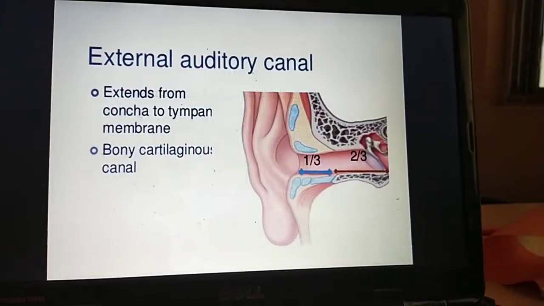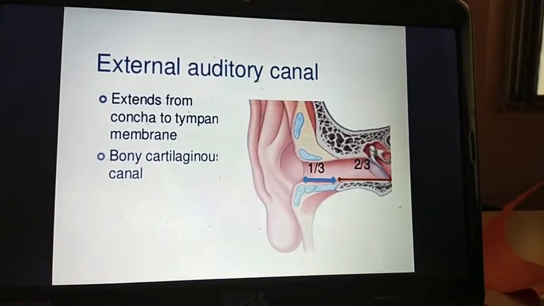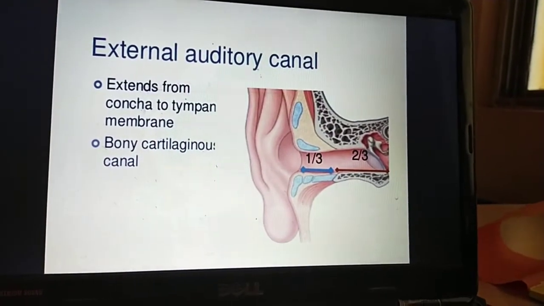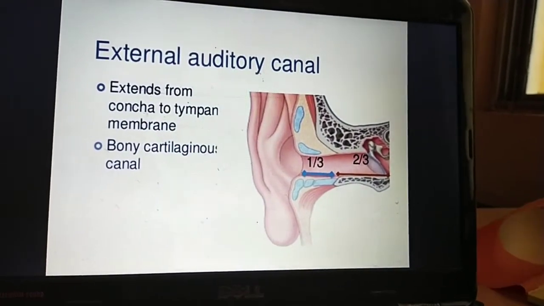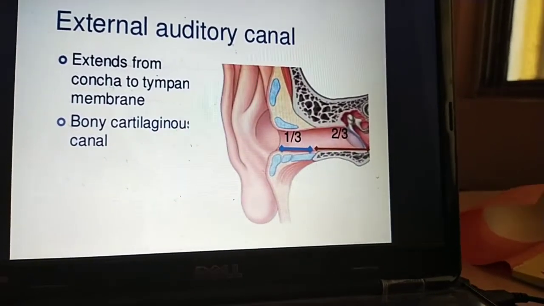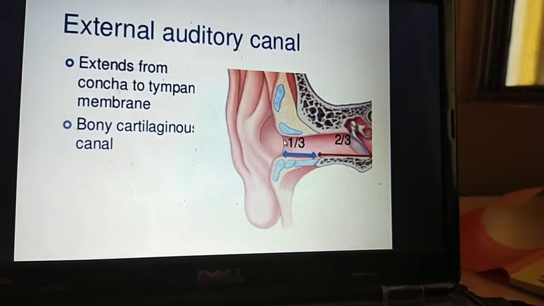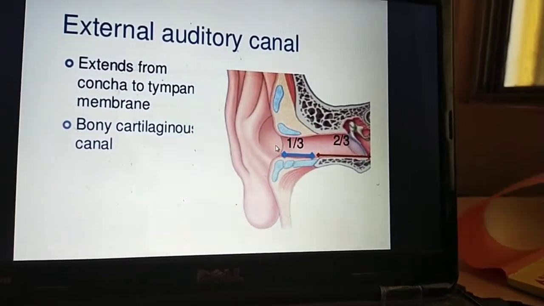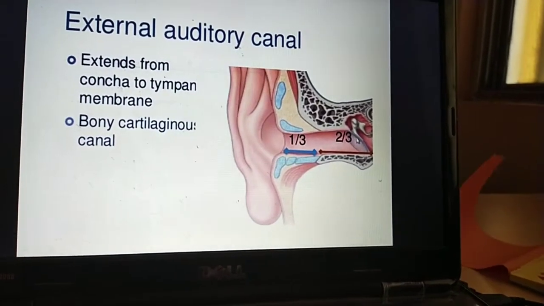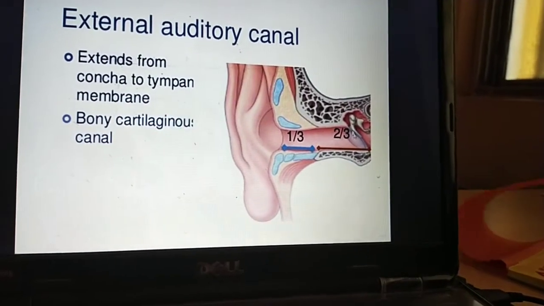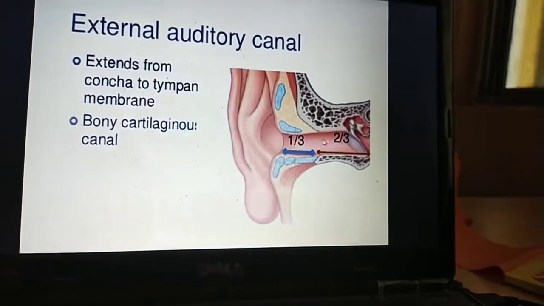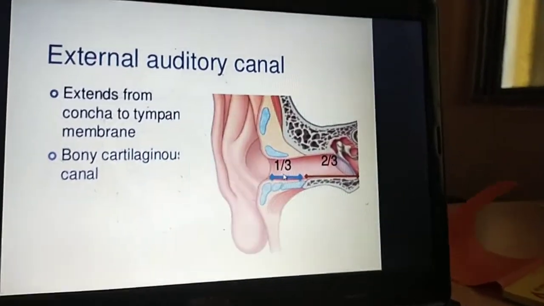Now we can go to the external auditory canal. It is mainly divided into two parts: one is the cartilaginous part, another is the bony part. It extends from the concha, the external ear meatus, to the ear drum, also called the tympanic membrane.